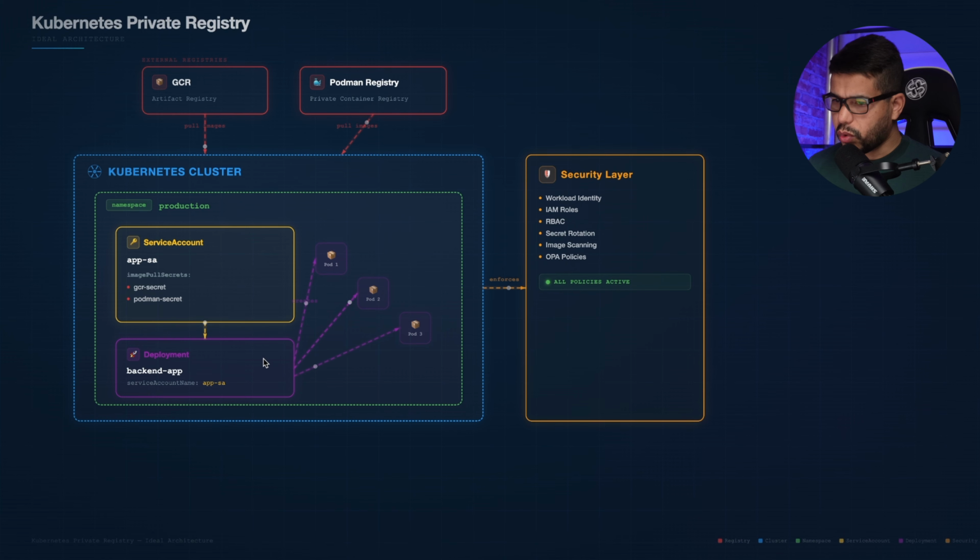Okay, now let's look at what happens during pod creation. When the pod starts, it needs to pull an image. Kubernetes checks the service account. The service account provides access to the appropriate registry secrets. The cluster authenticates against GCR or Podman, and the image is pulled securely.